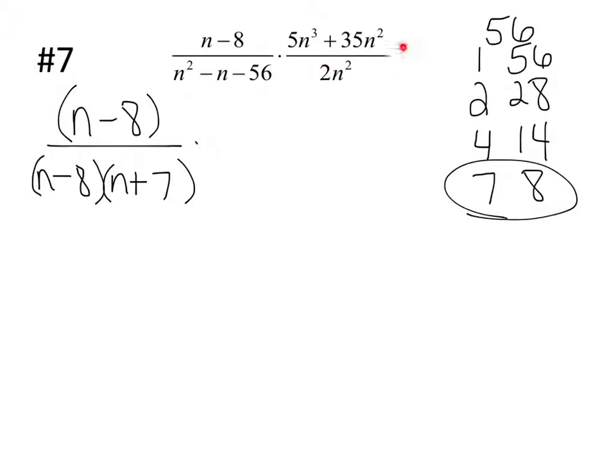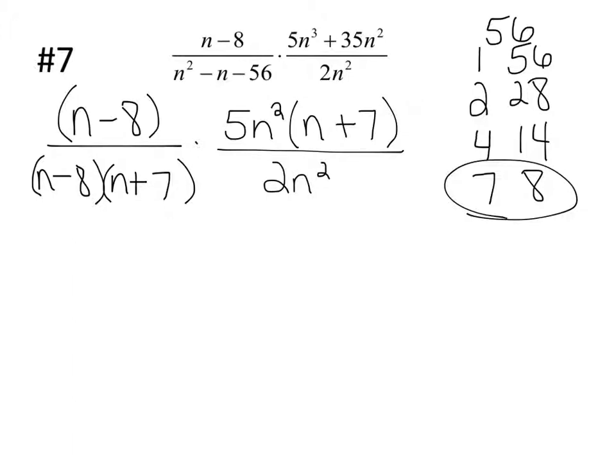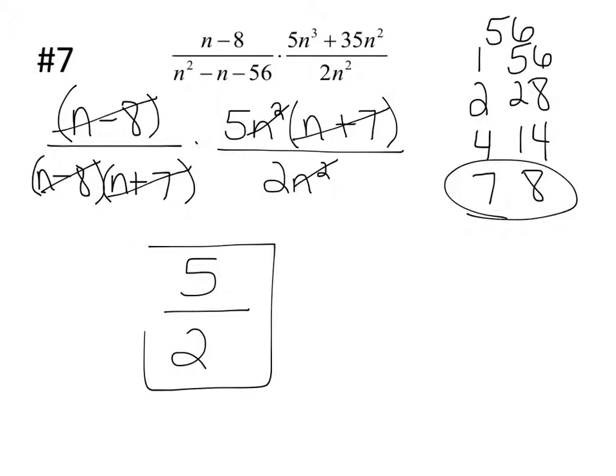Then up here in this numerator, it's a binomial, so we're just going to see what they have in common. They have a 5n squared in common. So that's going to leave me n plus 7. And you're left with 2n squared down here. So now let's see what cancels. n minus 8 and n minus 8 cancel. n plus 7 and n plus 7 cancel. n squared and n squared cancel, leaving you 5 over 2.